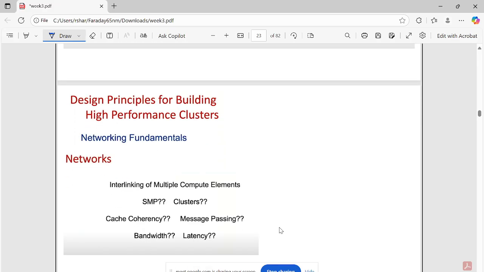Okay, so next we will go for the design principles for building high performance clusters, networking fundamentals.